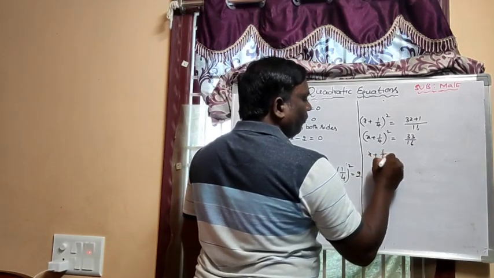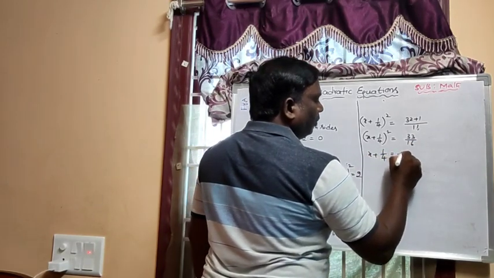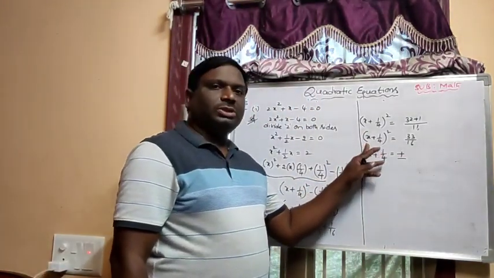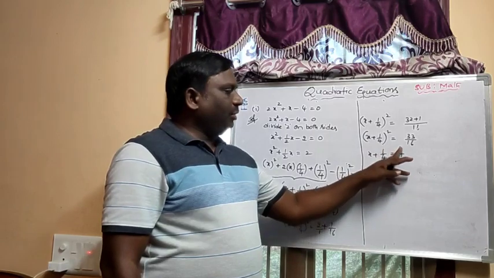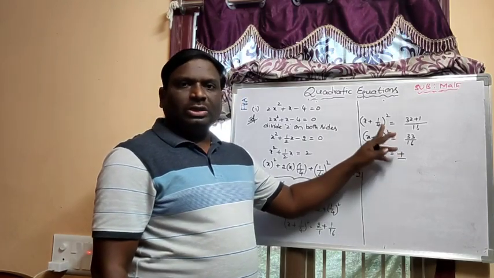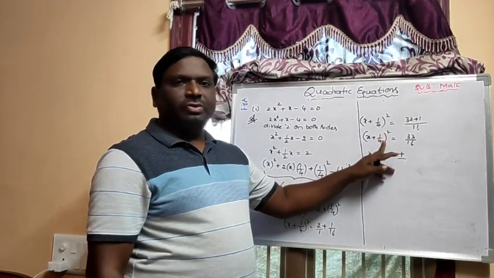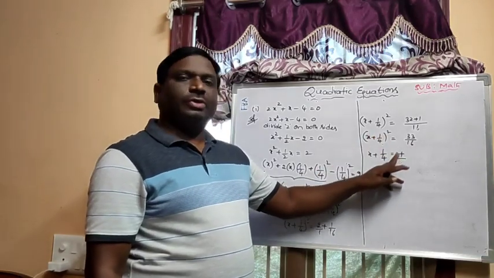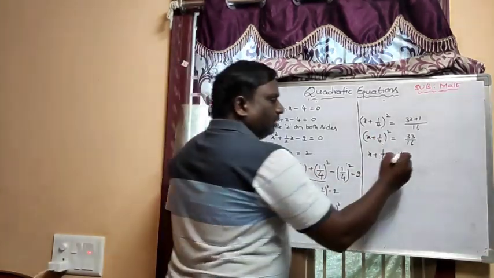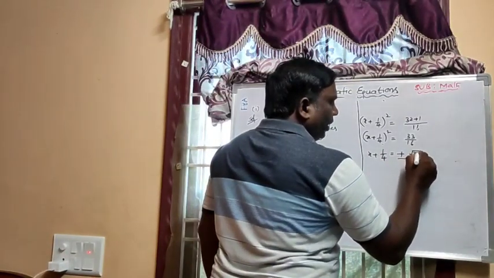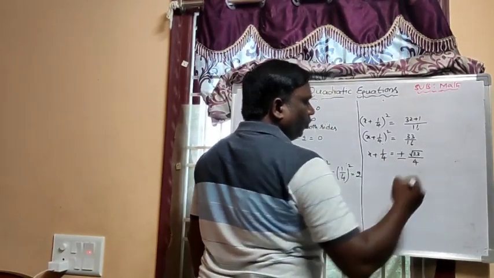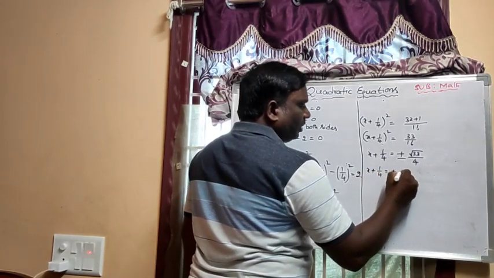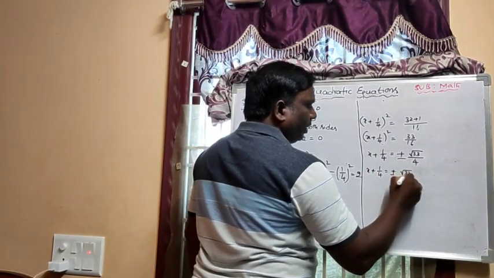X plus 1 by 4 equal to plus or minus, that is very, very important. When you are taking the root on both sides, definitely you should write plus or minus. Plus whole square is the same value as minus whole square, that's why we need to take plus or minus. Root 33 by root 16, which means 4. So x plus 1 by 4 equal to plus or minus root 33 by 4.